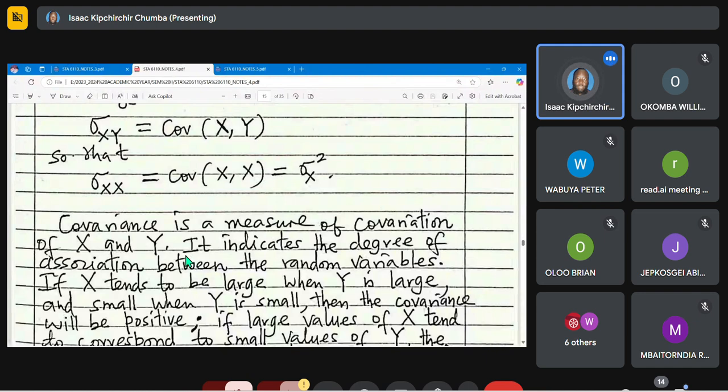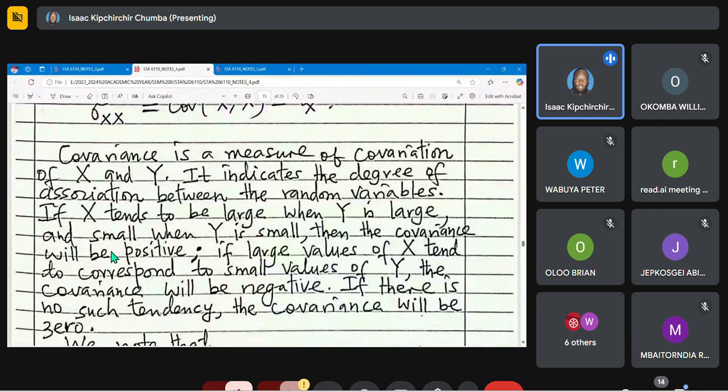If x tends to be large when y is large and small when y is small, then the covariance will be positive. That means for large x, y will tend to be large, and for small x, y will tend to be small. Then the covariance will be positive.